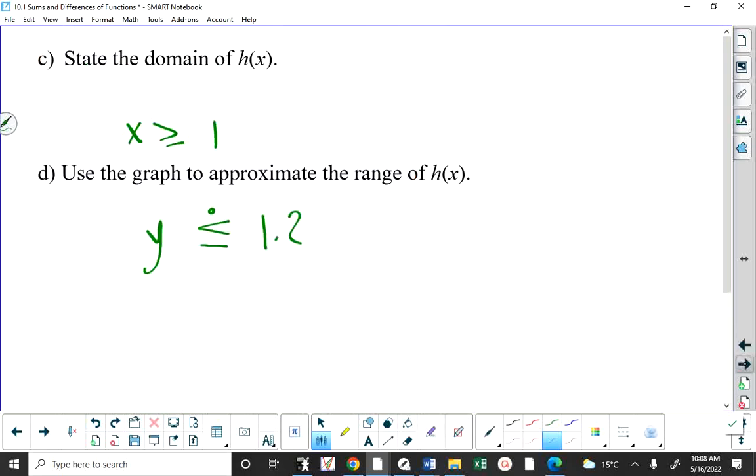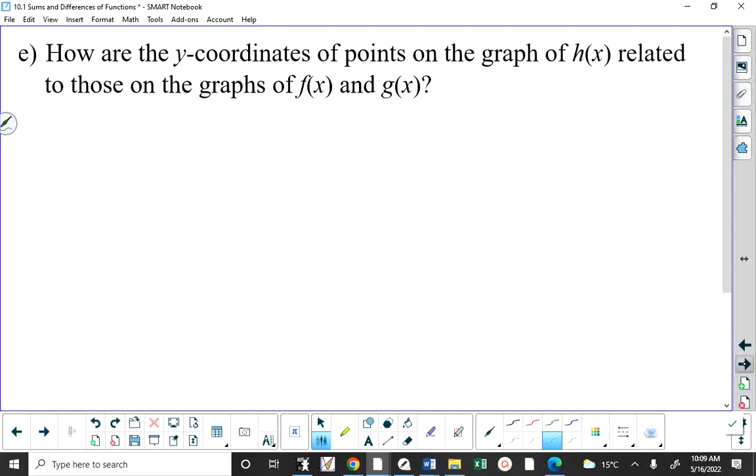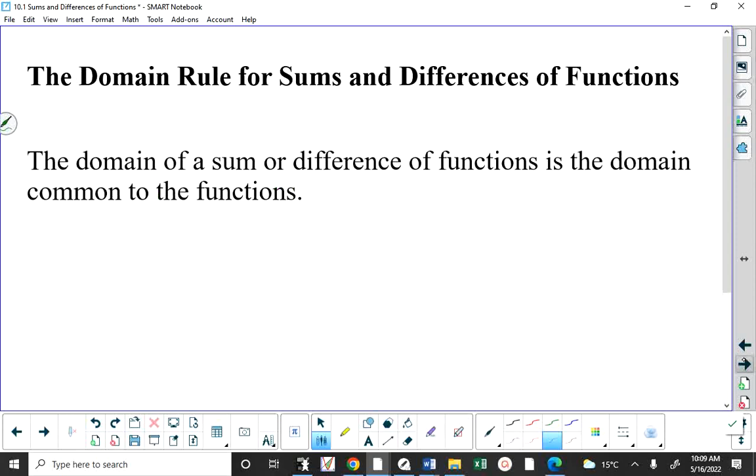Okay. How are the y coordinates of the points related? The y coordinate on H can be found by taking the y coordinate on F minus the y coordinate on G. And I know I've said this, but I'll say it again. You can't subtract the other way. If you subtract the other way, you will not get the right function. What is the domain rule?